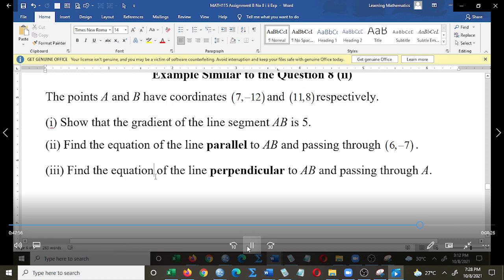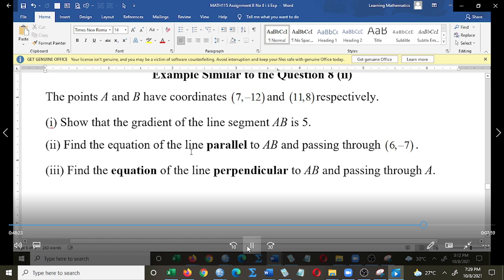Remember, to find an equation, we need to find two numbers. What are the two numbers? The gradient and the y-intercept. What is the purpose of A? To find what? We just mentioned it a while ago. The y-intercept. A is to find the y-intercept.